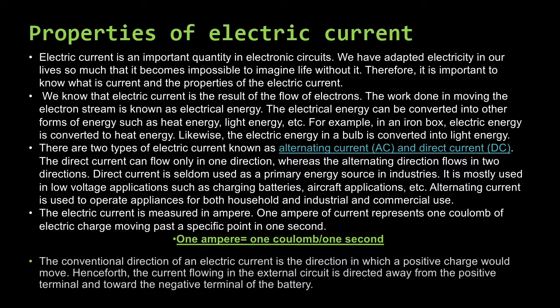The conventional direction of an electric current is the direction in which a positive charge would move. Hence, the current flowing in the external circuit is directed away from the positive terminal and towards the negative terminal of the battery.